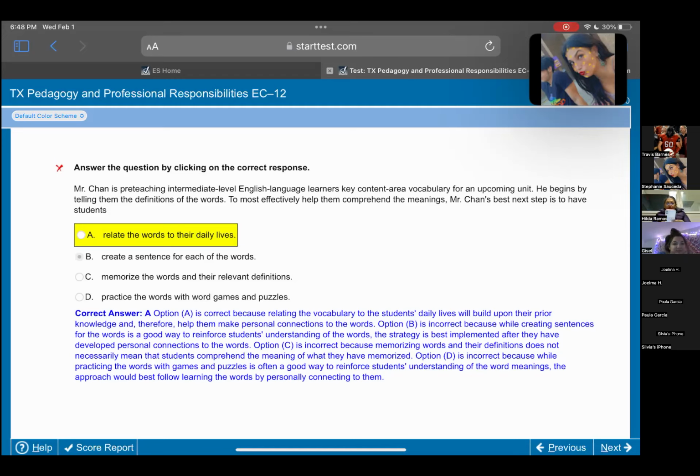So D is incorrect, because while practicing words with games and puzzles is often a good way to reinforce students' understanding of the word meanings, I disagree. The approach would best follow learning the words personally. It's that they don't have those words really. And so this practice using sentences, practice strictly memorizing denotations without solidifying it internally with a personal connection is going to make it difficult for that. Does everyone sort of see the keywords and phrases and how they played into this answer choice?